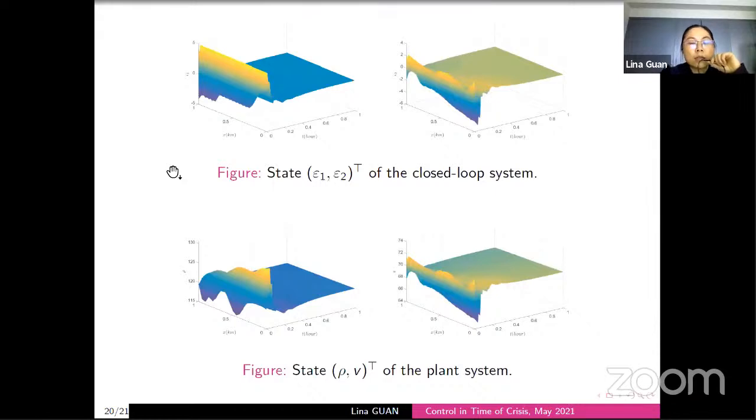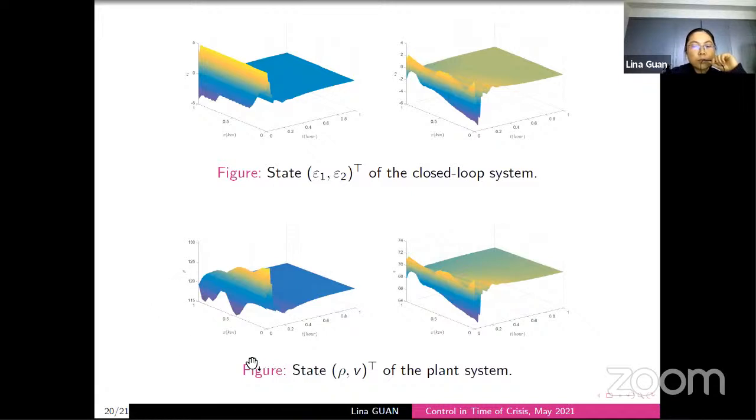From the second figure, we can see that the state of the closed loop system converges to a steady state zero with the observer based output feedback controller.